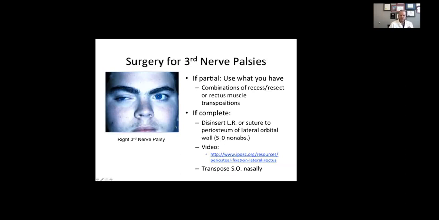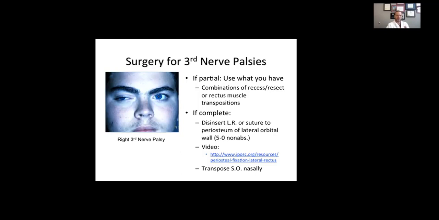He's got ptosis, exotropia, and a hypodeviated eye. What you do for these really depends on what has recovered. If it's a partial palsy, you just have to pick and choose what you still have, and you're going to do some combination of recess, resect, transpositions, whatever you have. It's the complete palsies that are really tough to deal with.